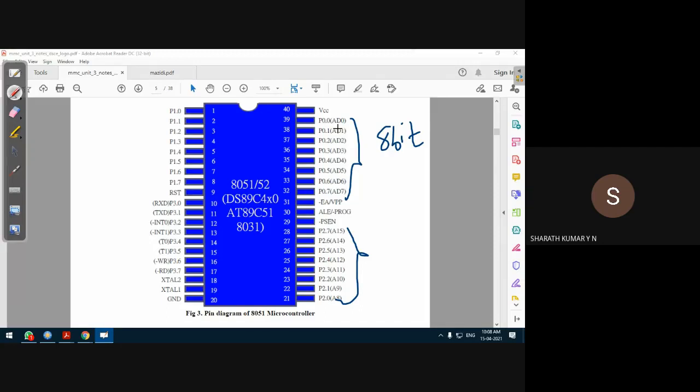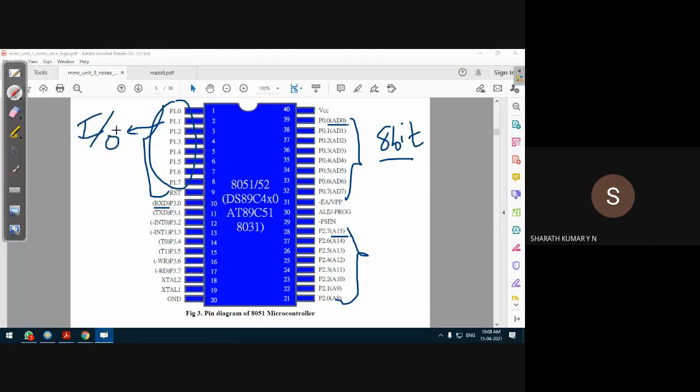So that is since it is the limitation. Since the data size is 8 bit, port 0 carries 8 bit of data. That's okay. So that's about port 0 and port 2. Port 1, if you see, has no additional function. Unlike port 0, port 2 or port 3, port 1 does not have an additional function. Then what is the application of port 1? Port 1 is used as an IO port, input output port.